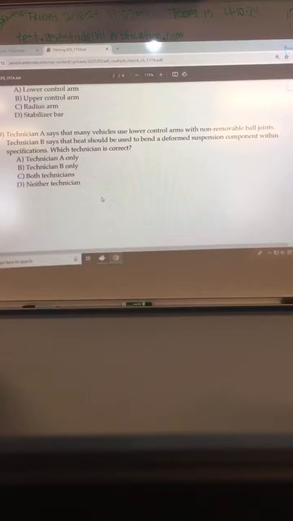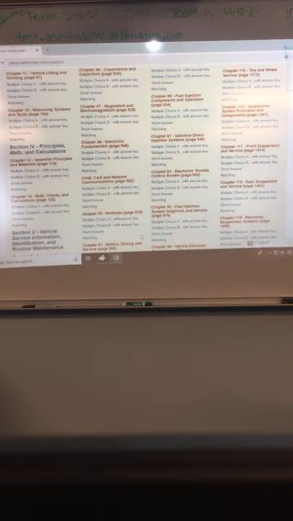Many vehicles do use lower control arms with non-removable ball joints. Remember, you would have to get an entire control arm, which is actually a better way to do it, if you ask me. Should you heat and bend a deformed suspension component? No, don't ever do that, unless you're gonna replace everything. And then 10 is A, right? 10 is A, yeah.